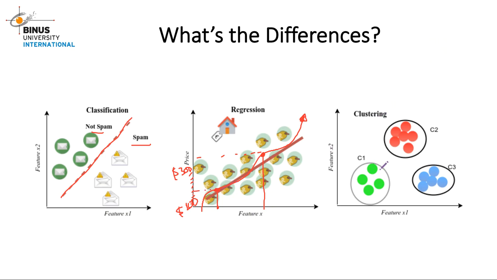So how about clustering? Remember k-means? You just cluster the data, make your own labels, make your own classifications.